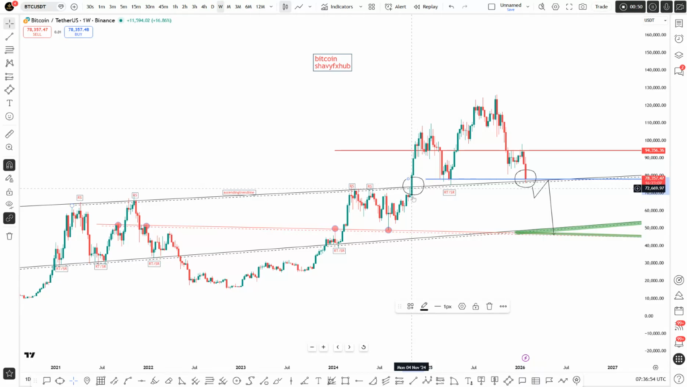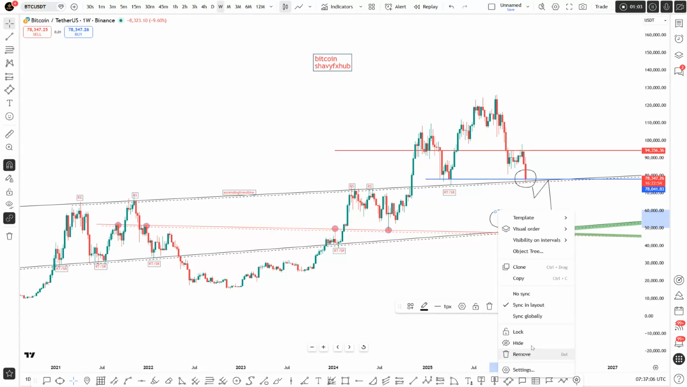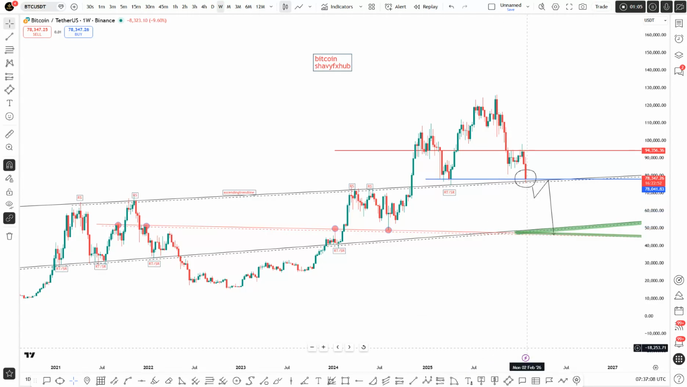What structure was broken? The ascending trend line on a weekly time frame. And price came back here to retest it. You see that retest over there, and price is back at that level. Now the question is, we're watching the weekly candle. There is a very high probability that the weekly candle will reverse from here and go back.